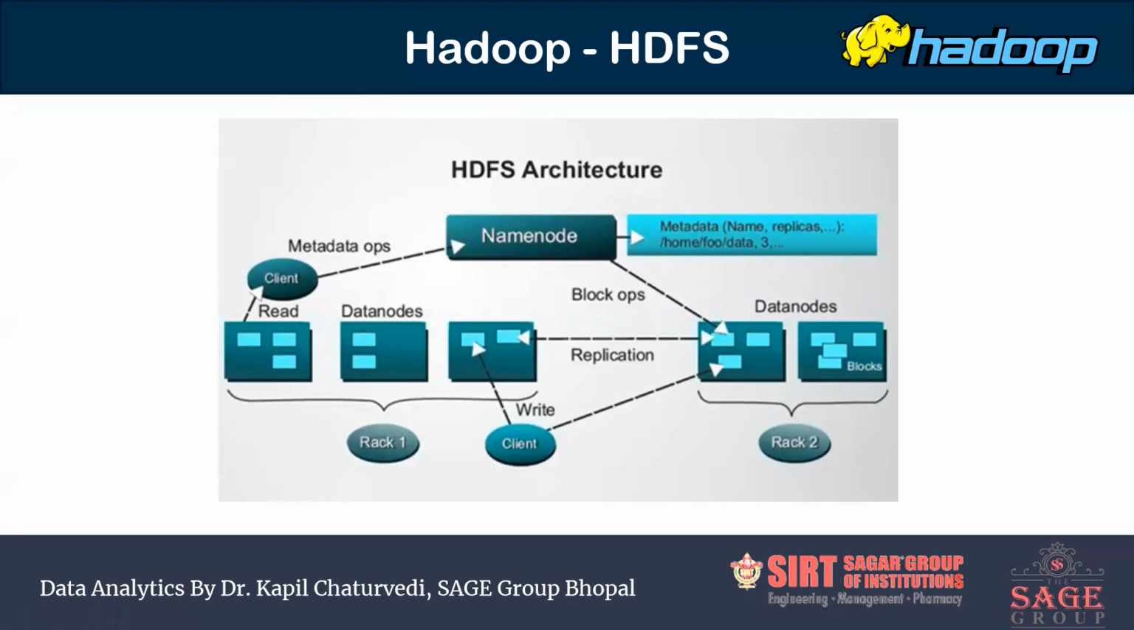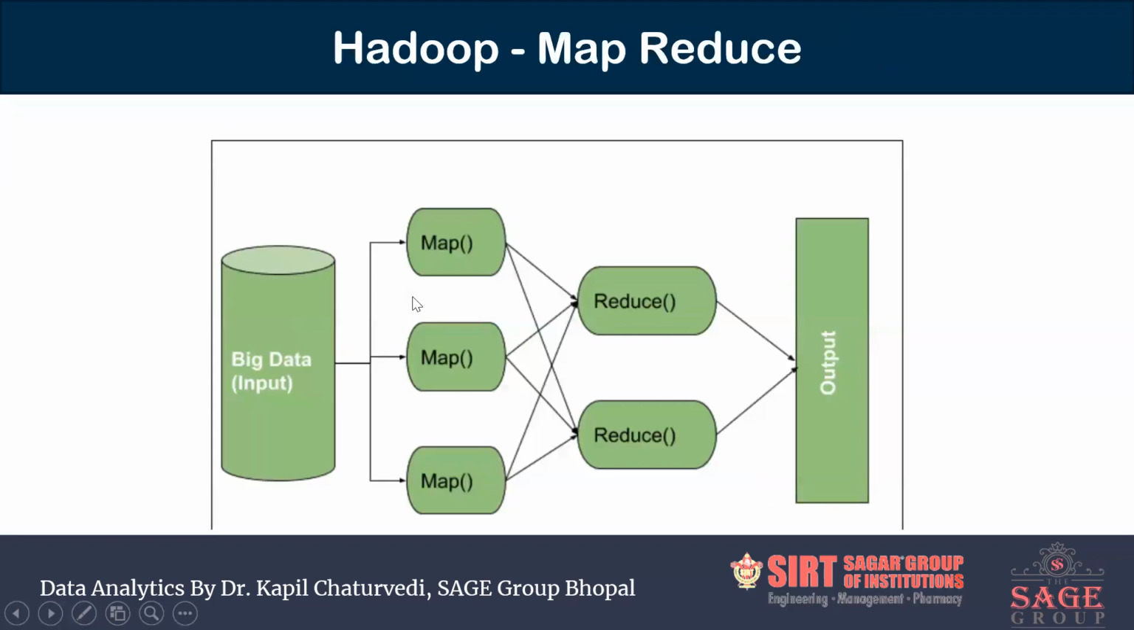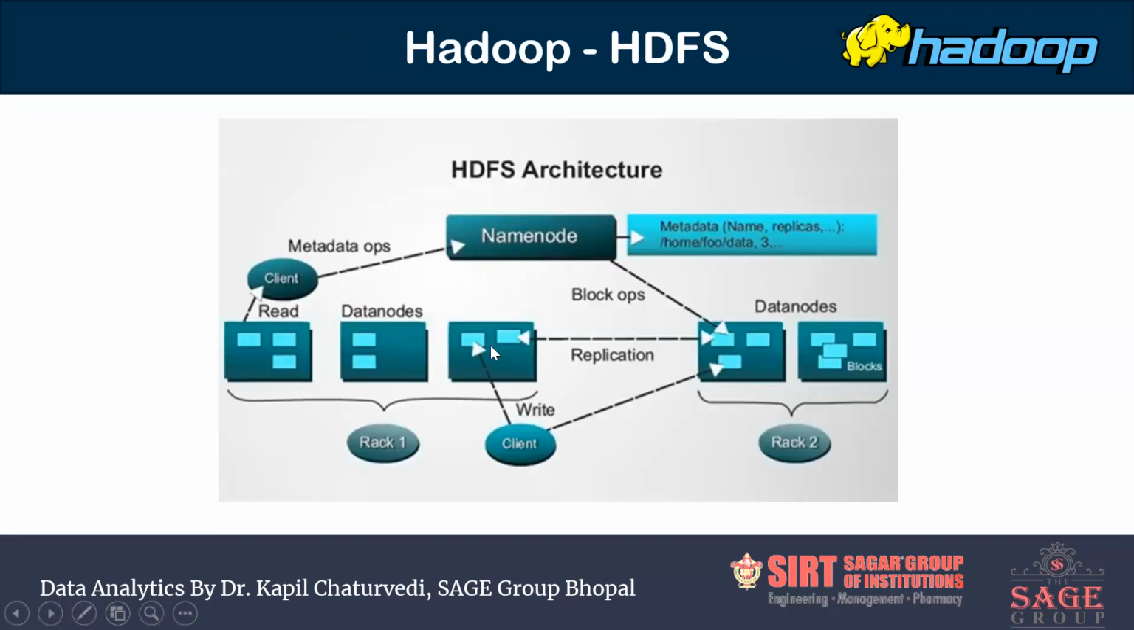Another diagram of HDFS shows the similar thing: name node, data nodes, replica, rack 1, client 2, replication processing. So this is the fundamental architecture of HDFS, and how HDFS manages the data smartly. The fundamental concept is to divide the data in multiple parts, or distribute the data in multiple nodes. Those nodes are known as data nodes.